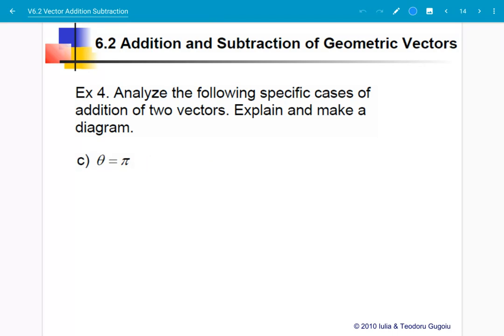And for C, the angle is 90 degrees. So let's say you have A here, and not 90 degrees, 180 degrees, pi, right? B here. This is A plus B. So the magnitude of A plus B would simply be the magnitude of A minus the magnitude of B. And that's really all that's to it.